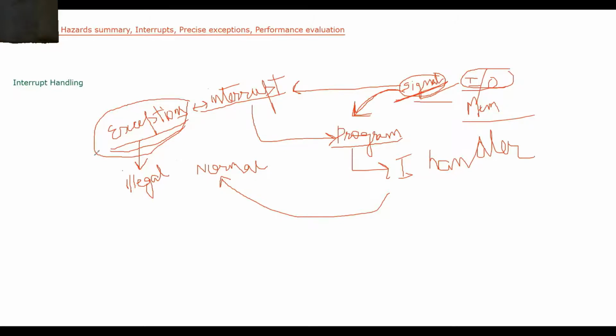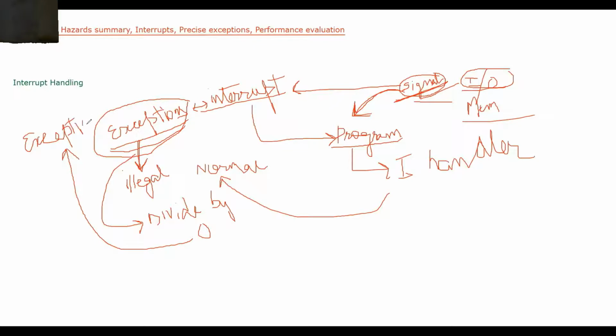Likewise, an exception is also a signal, but it is generated when we are trying to do an illegal operation. For example, if our program is trying to divide by zero, we know divide by zero is an illegal operation. So whenever my program does this, a signal will be sent to our processor by the operating system. It will send an exception to my processor, and based on this exception it will run some program to handle this particular exception.